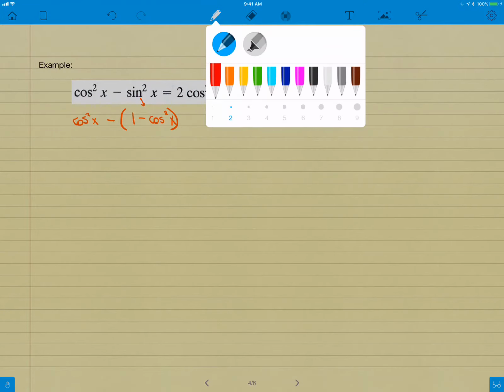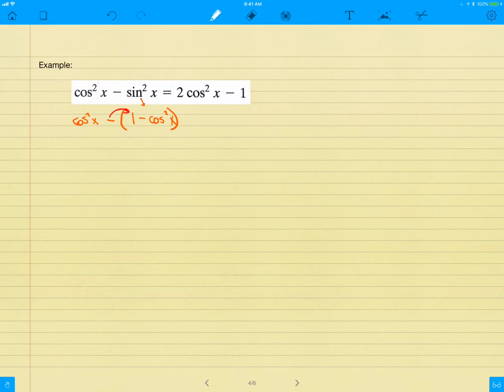Because now I can distribute the negative sign through the parenthesis. So this will turn out to be cosine squared minus 1 plus cosine squared, because the negative sign will actually affect the negative sign on the cosine, so it makes it positive. And now I can combine like terms.